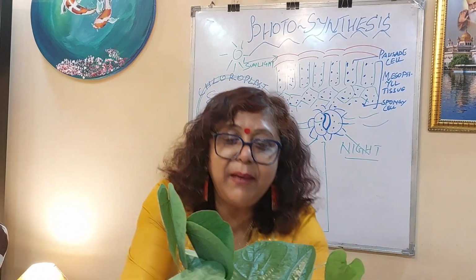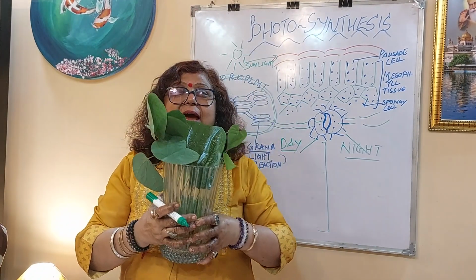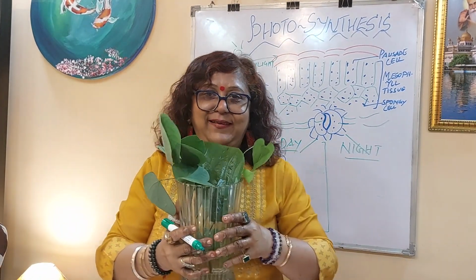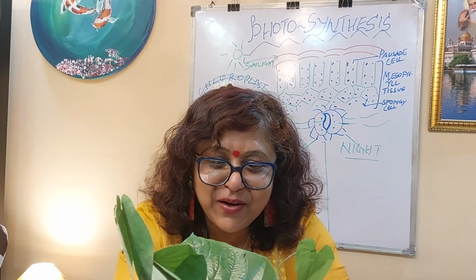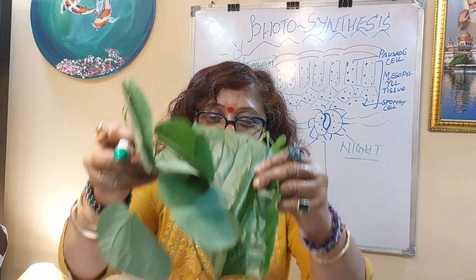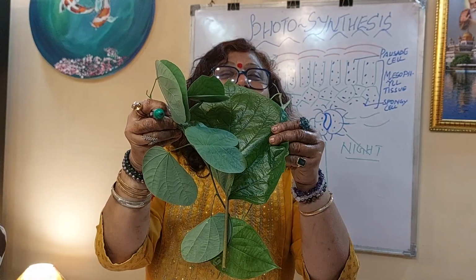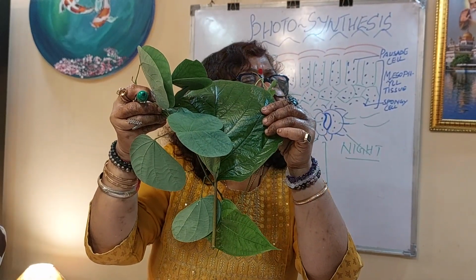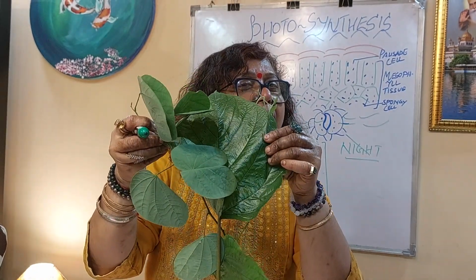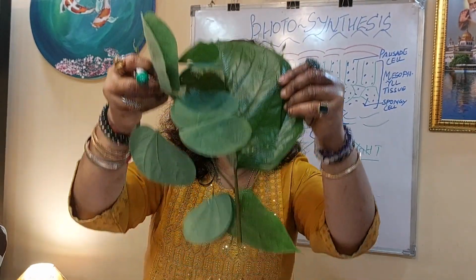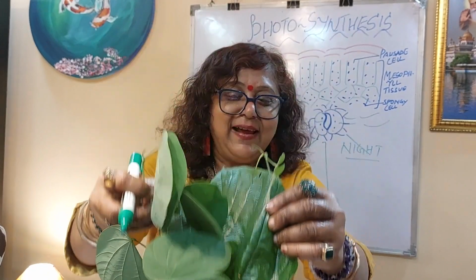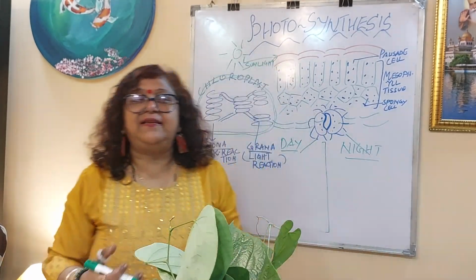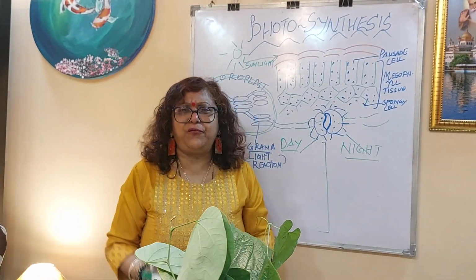What can you see in my hand? What do you see? Your answer will be, we see the different shapes and sizes of the very important organ of the green plant, the leaves. Okay, now if it is the leaves, then what do you think we should go for?